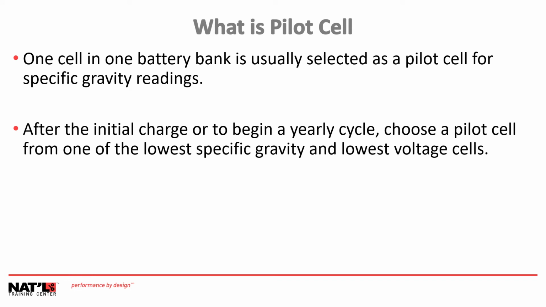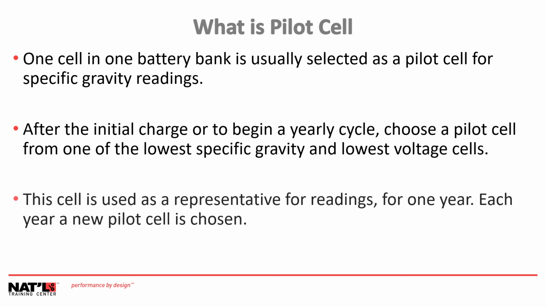After the initial charge, or to begin a yearly cycle, choose a pilot cell from one of the lowest specific gravity and/or lowest voltage cells. This cell is used as a representative for readings for 1 year. Each year, a new pilot cell is chosen.